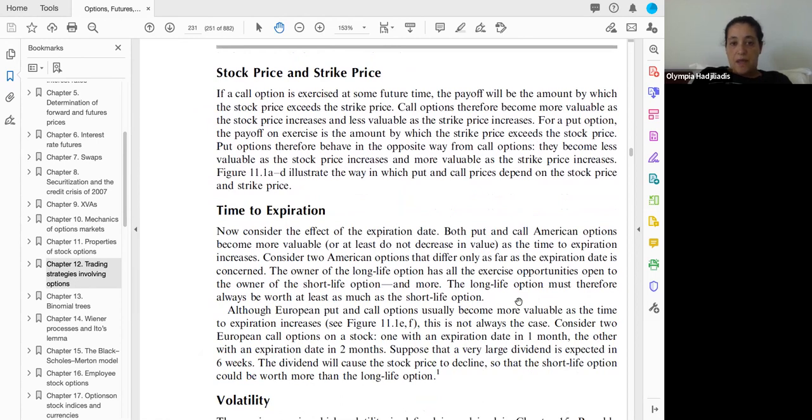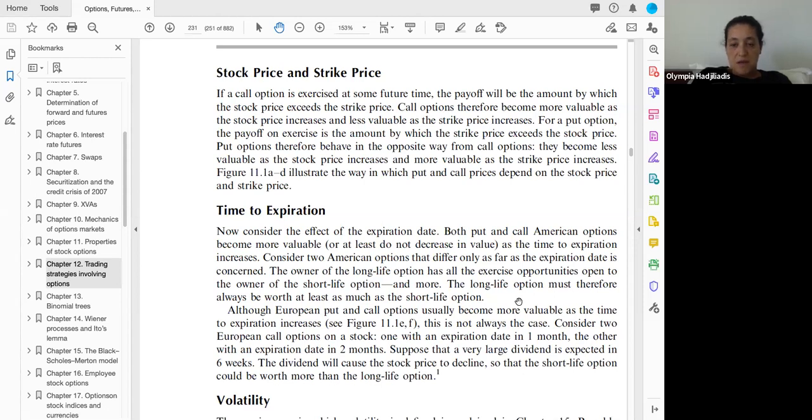Time to expiration. Now consider the effect of the expiration date. Both put and call American options become more valuable, or at least do not decrease in value, as the time to expiration increases. Consider two American options that differ only as far as the expiration date is concerned. The owner of the long life option has all the exercise opportunities open to the owner of the short life option and more. The long life option must therefore always be worth at least as much as the short life option.